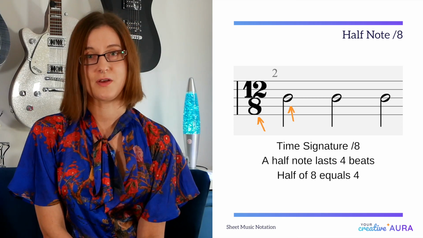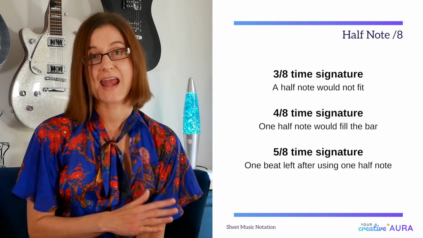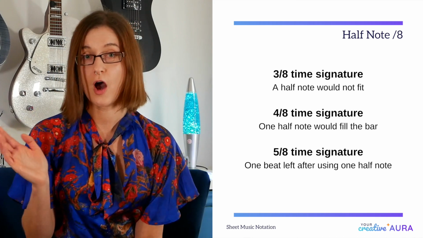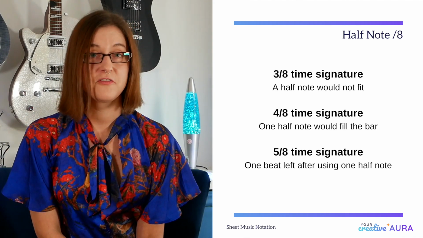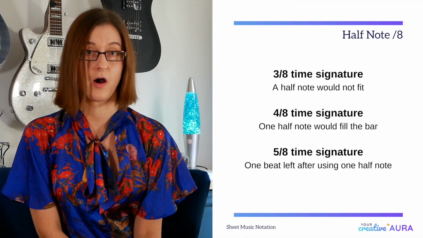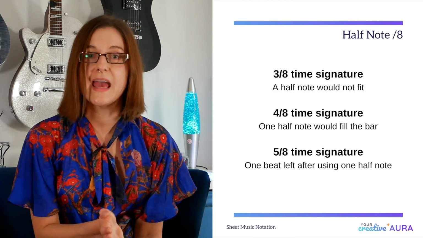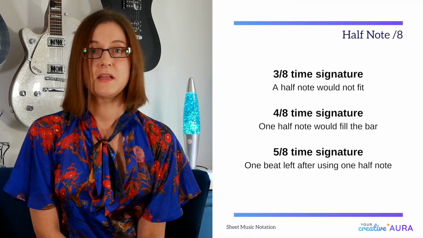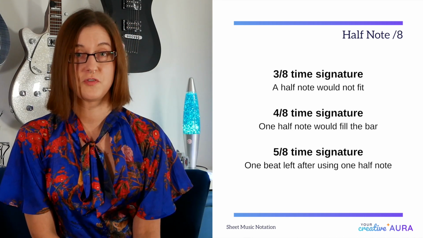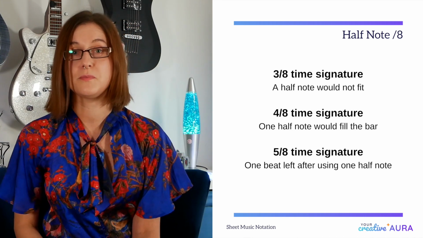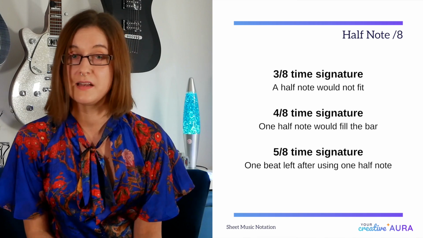Because a half note is 4 beats, anything less than 4 for the top number would mean a half note would not fit in a bar, such as 3/8. 4 beats would mean a half note would fill the bar, and 5 beats would mean there would be 1/8 beat left. So let's have a look at it in the /2 time signature.